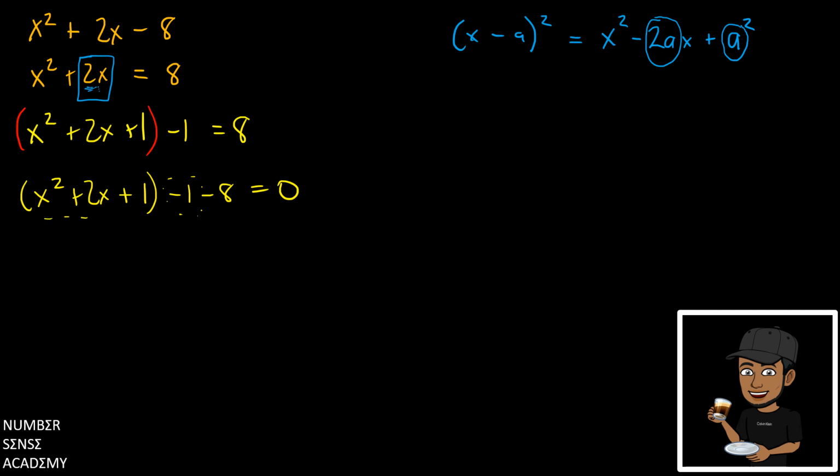So when I factor this part, I end up with x plus 1 squared, right? So this 1 is that half of this 2 squared, and then minus 1 minus 8 is minus 9, equal to 0. And we have this in vertex form. Okay? We have it in vertex form.